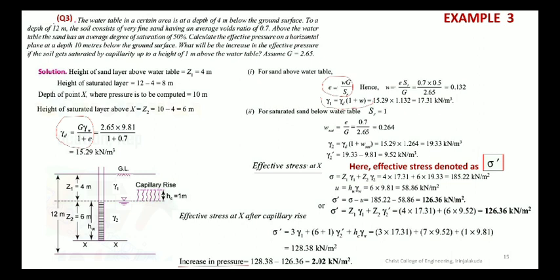0.132 decimal itself. And now what is the bulk unit weight of that layer? It is gamma D into 1 plus W. Okay, so gamma D we have found it is 15.29 into 1 plus 0.132, that is 17.31. So the bulk unit weight of the layer above water table is 17.31 kilonewton per meter cube. Gamma of the first layer is found.